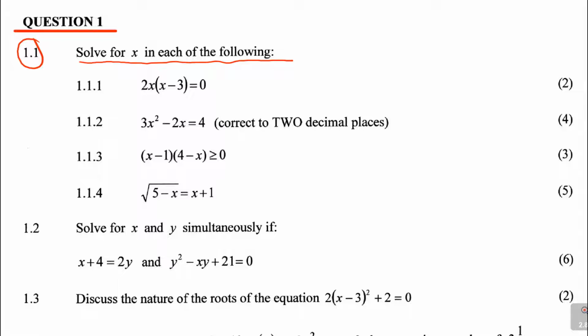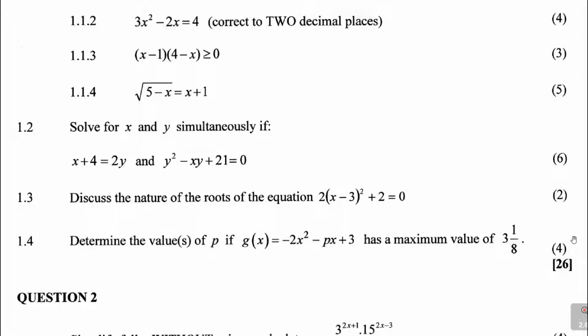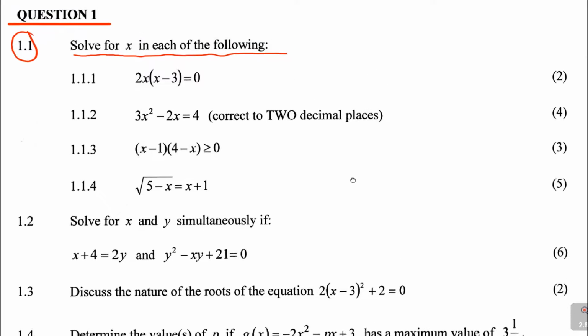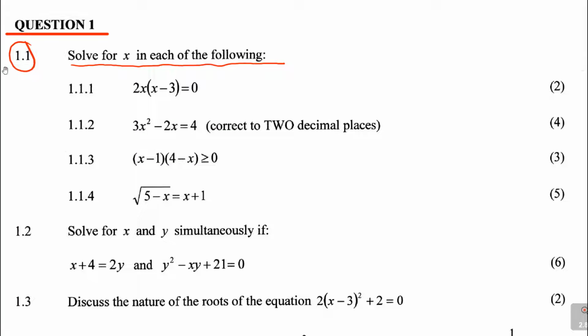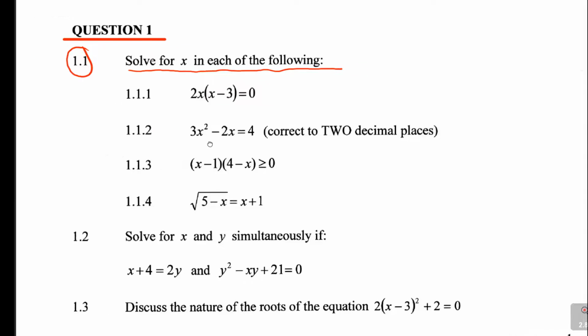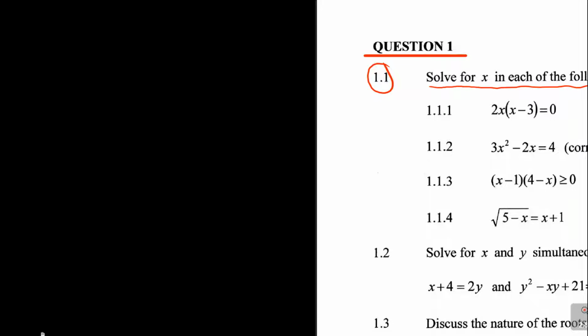And then we're looking at question 1. How many marks is this? 26 marks. These are good marks. So I'm just going to do question 1 here. We are solving for x here. It says 2x, x minus 3 is equal to 0. You get 2 marks. So how can you solve this?